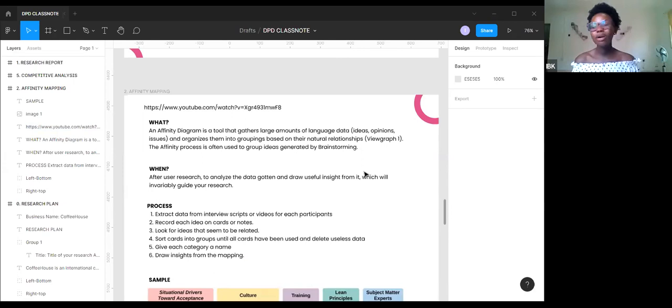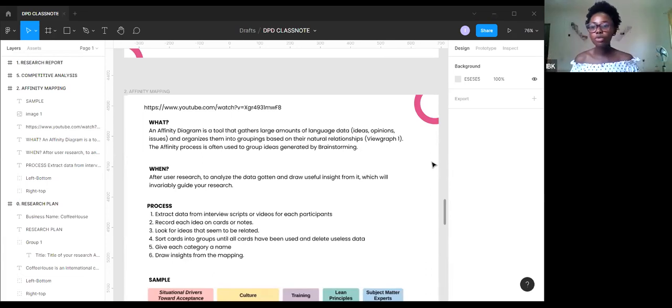So what is affinity mapping or an affinity diagram? Basically, after going out to do our research, we come back with a whole bunch of data, both useful and useless. Let me tell you, you are going to have a lot of useless data. But affinity mapping helps us to gather ideas and put our thoughts together in one place. When we are doing affinity mapping, we are going to use a lot of sticky notes. You're going to need sticky notes and a pen or a marker. Sticky notes stick to the wall, so you don't need a pen for that.